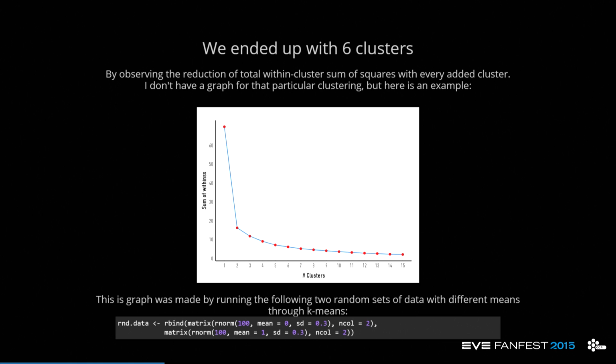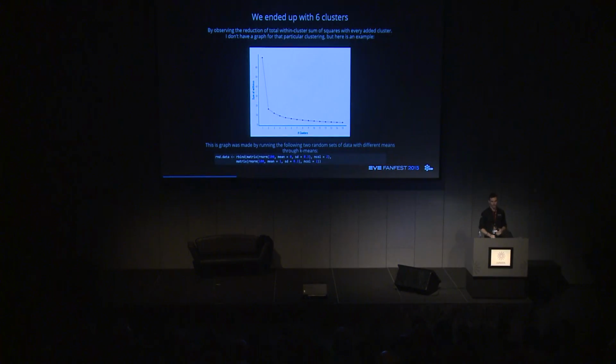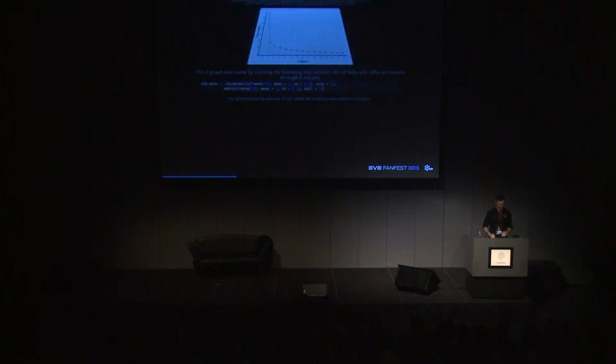When you have to decide the number of clusters you want to go with, there are a number of methods. What we used is observing the total within-cluster sum of squares for every added cluster. If you haven't taken advanced statistics or worked with clustering before, you will have no idea what I'm talking about, so it doesn't matter.